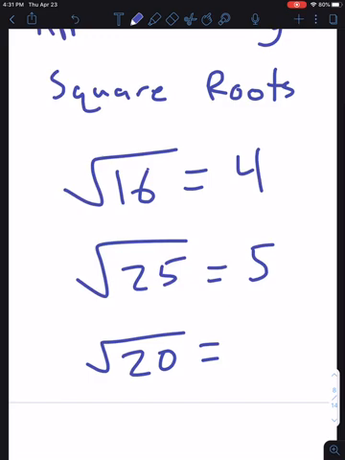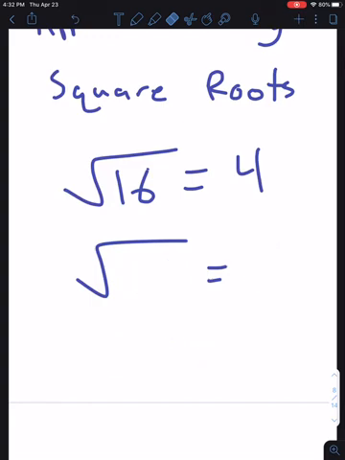I mean, if we're looking up here, it would make sense that the square root of 20 would be in between 4 and 5, okay? So we're in the middle there, okay? Because 20 is somewhere in between 16 and 25, right? So let's do it this way, okay? Forget about this stuff for a sec.